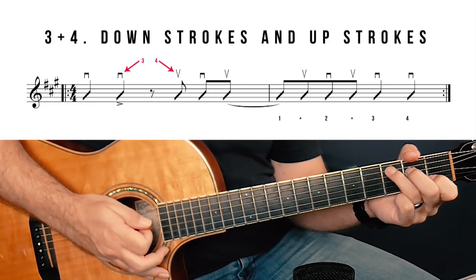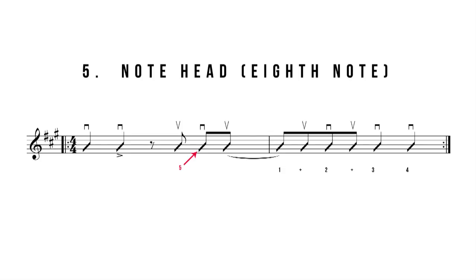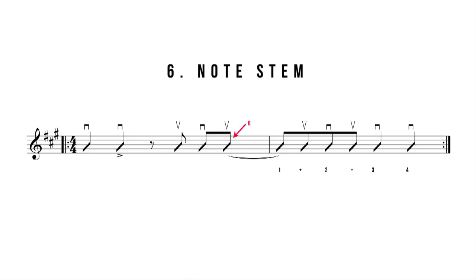Now, number 5 here, this is an 8th note. So as you can see, that is right there, the note head. Okay, so we are indicating that as an 8th note because it has a stem that's connected with another note. We're going to get into the note values in a second, but in order for you to tell different notes apart, you need to look at the note head. As you can see, number 5 and number 6, that is the stem of the note.